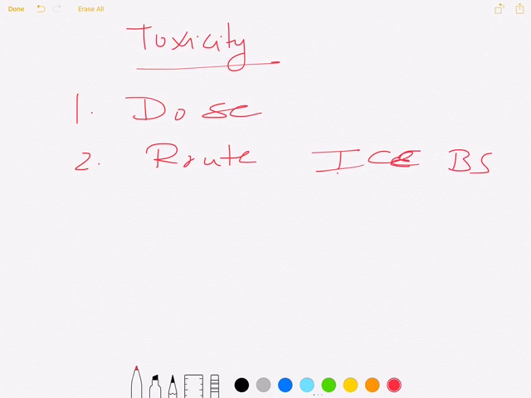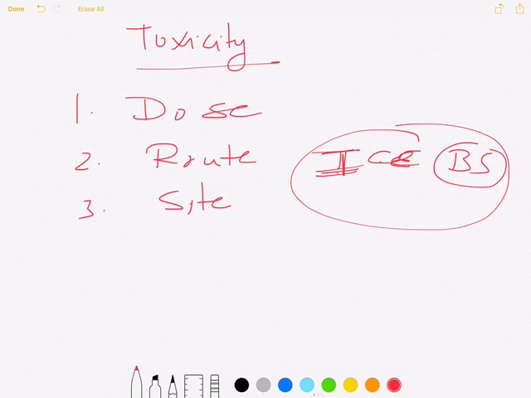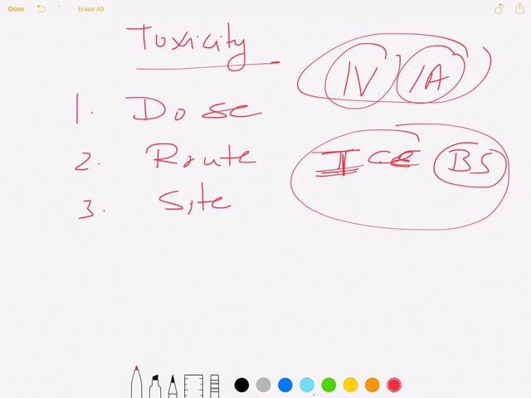This is easy to remember. ICE, then remember BS too. Dose, route, and site. Okay. Now something I would just mention is the common sense. If you inject it intravenously, that means it has achieved the highest plasma concentration, right? So before ICBS, just remember, if you injected IA or intraarterial or intravenous, that has the most chances of toxicity. Then other routes you can remember using ICBS.